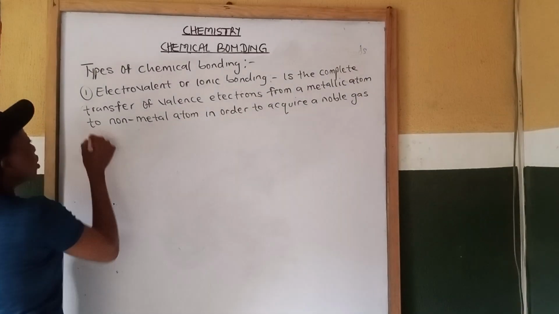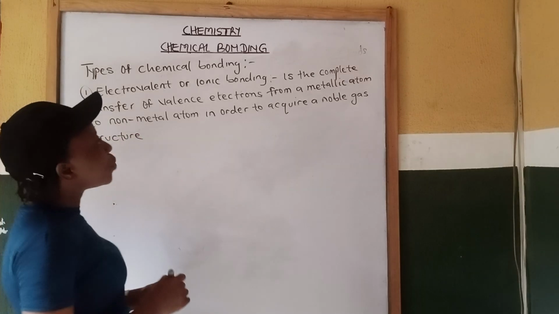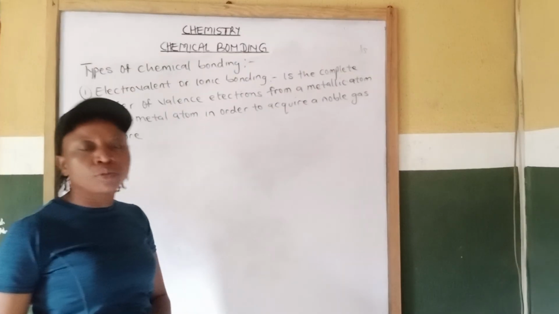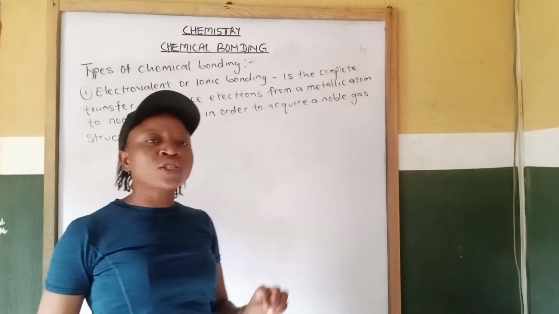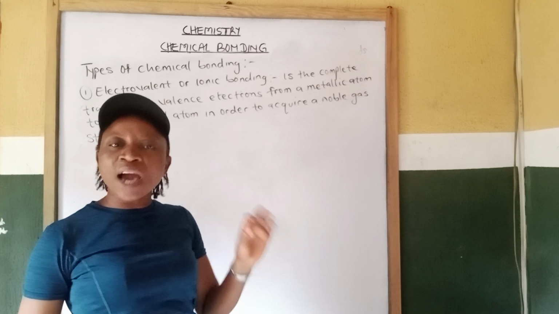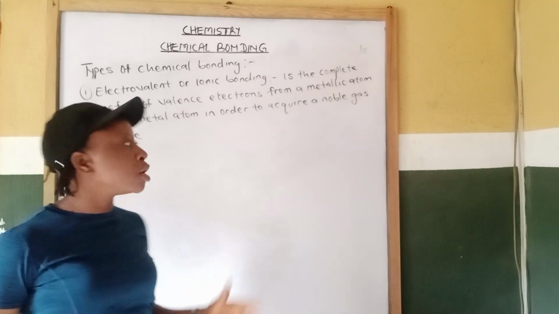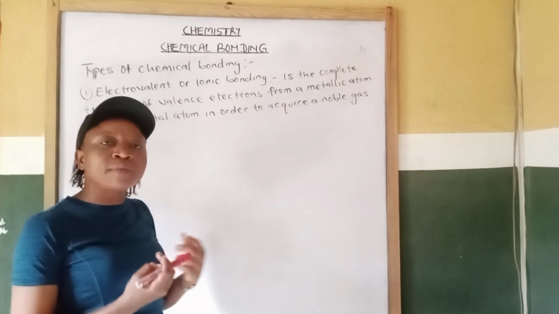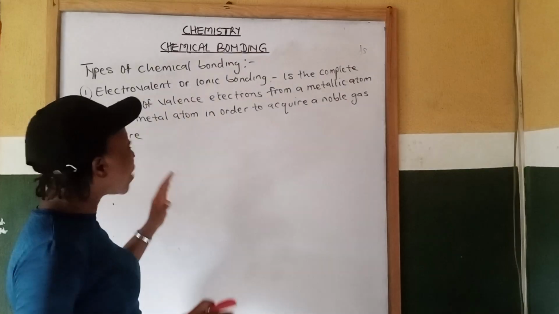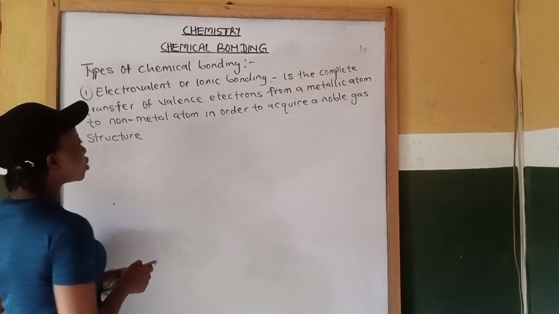In order to acquire a noble gas structure is the complete transfer of valence electrons from a metallic atom. Don't forget that a metallic atom gives out electrons to become positively charged, while a non-metallic atom accepts electrons to become negatively charged. So an electrovalent compound consists of a metallic atom and a non-metallic atom.